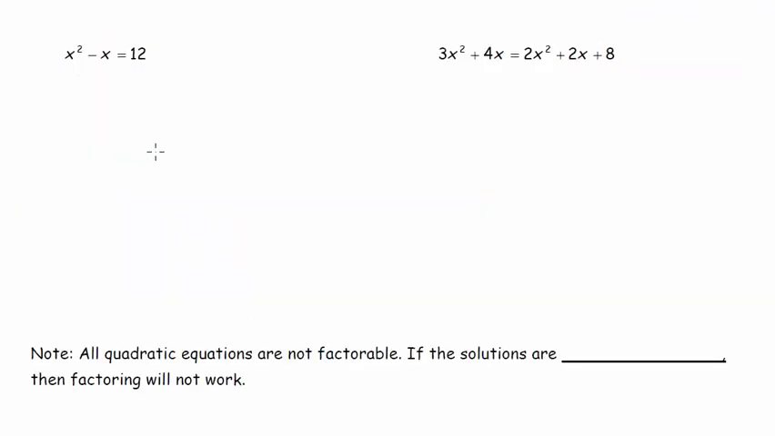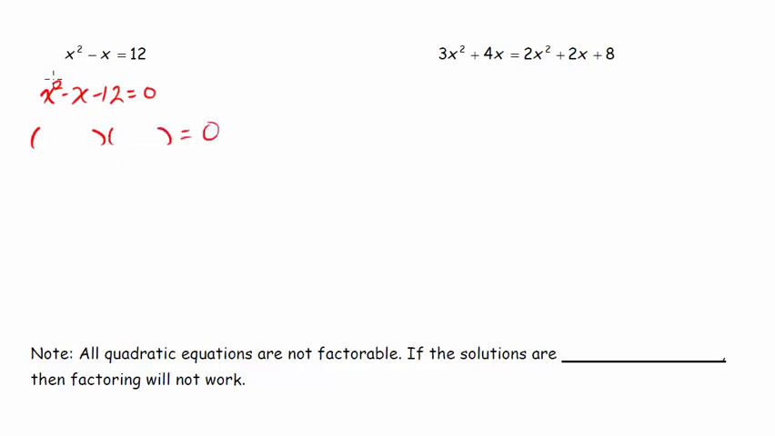So in this example, I don't have 0 on the right hand side like we did before. So what I might have to do first is subtract 12 from both sides so that I have an expression equals 0. Alright, now I can factor this.